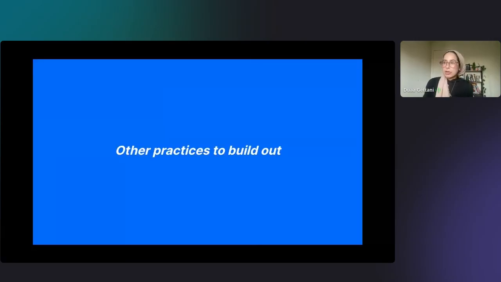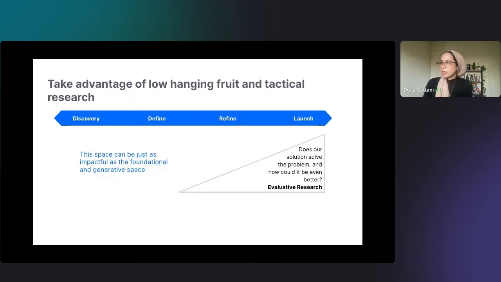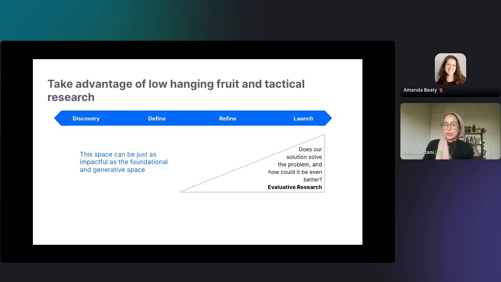And then just to quickly go over other practices to build out. When we're thinking about research, we all see the value of those foundational projects. But the discovery, the iterative launch evaluative research stage is also important. We just went through a foundational strategic project, but evaluative research can be just as impactful and important, and can be a major contributor to justifying the increasing of headcount and moving your team towards more researchers. So small but meaningful impact. You don't always have to take on those strategic foundational projects for full service involvement projects.